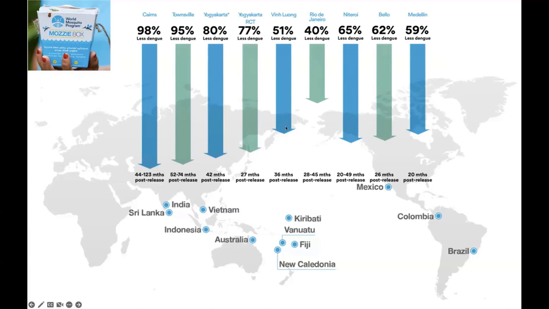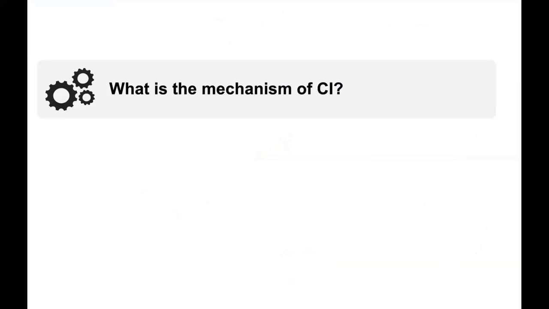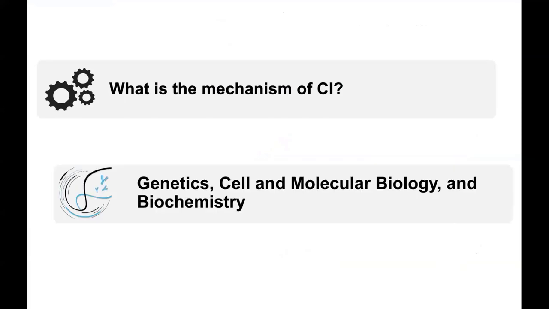In some countries, about 50%, in some, there are even 98% reduction cases. So this technology is being highly successful due to World Mosquito Program efforts. So our lab is focused on understanding the mechanism of this cytoplasmic incompatibility phenomenon. CI is wonderful, it's working perfectly, but what is the mechanism? In our lab, we follow a combination of genetics, cell and molecular biology, and biochemistry techniques to understand how CI happens.